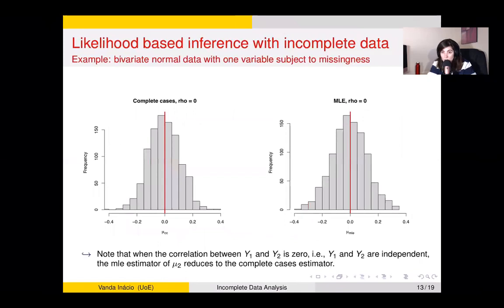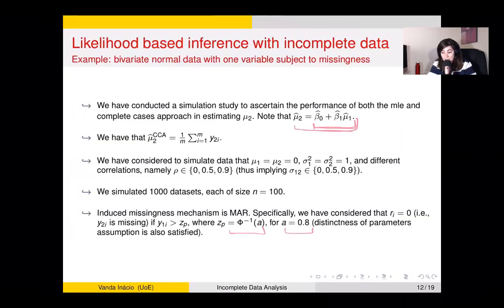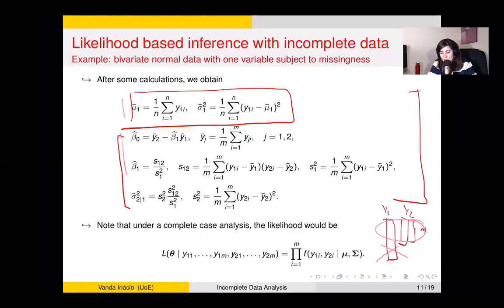And when the correlation is zero, when the variables are in fact independent, maximum likelihood and complete case analysis give similar estimates. This is no surprise, because the estimator that we are using for mu2 reduces to this quantity here when the variables are independent. We can easily see it: it's beta 0 plus beta 1 mu1, and we know that when the correlation is 0, the covariance is 0, so beta 1 is 0.